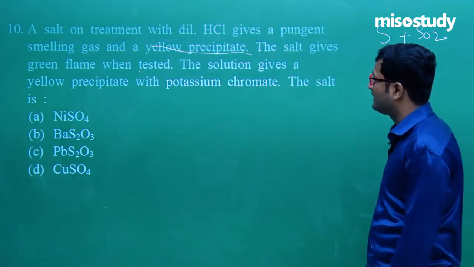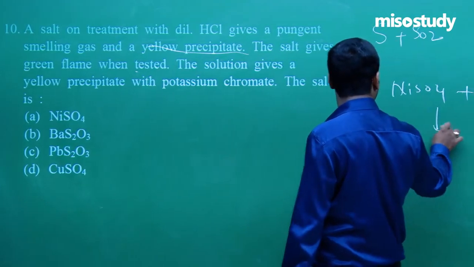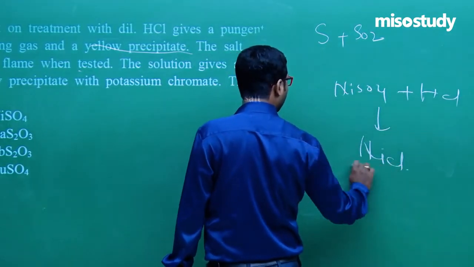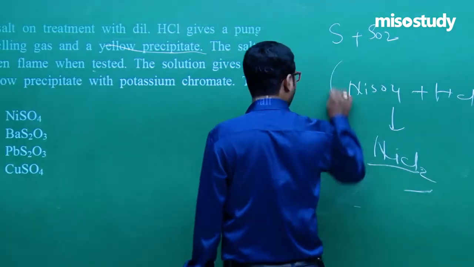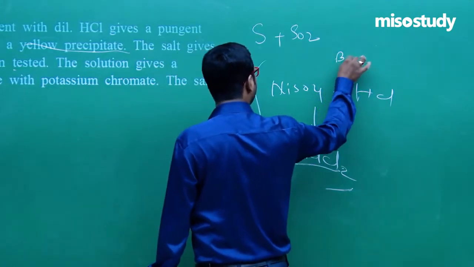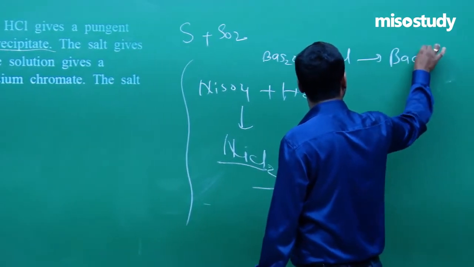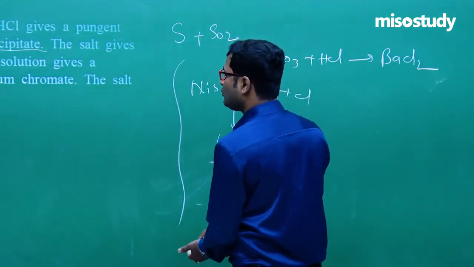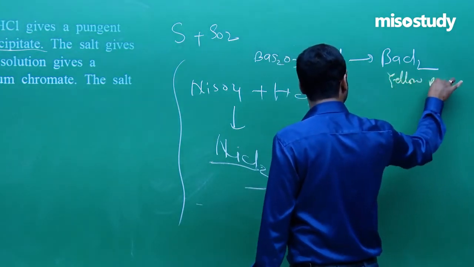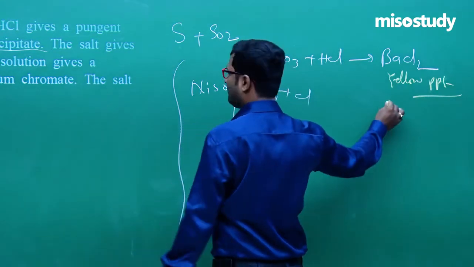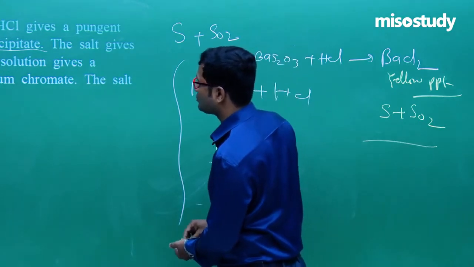NiSO4, on treatment with dilute HCl, definitely gives NiCl2. Clear? This is not a yellow PPT. Now if I talk about BaS2O3, when treated with HCl, it gives BaCl2. Yes sir, the first one is correct, yellow PPT. And the byproduct here is S plus SO2, that is a pungent smelling gas also.